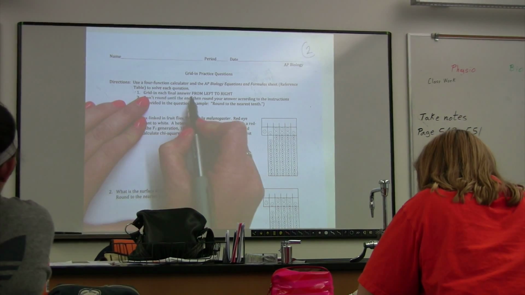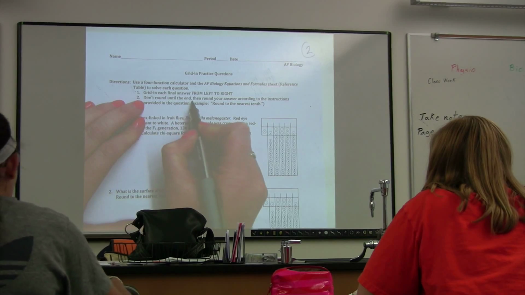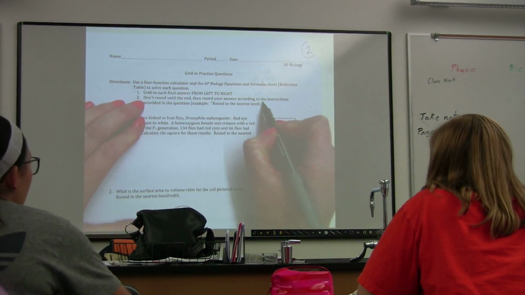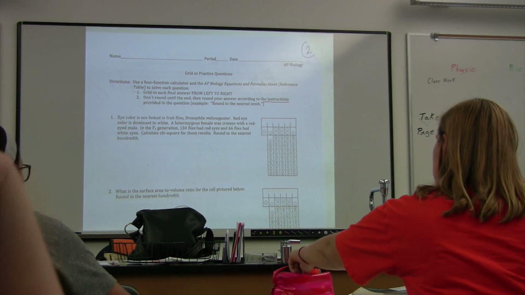Grid in each final answer from left to right. Don't round until the end. Then round your answer according to the instructions provided in the question. Example, round to the nearest tenth.